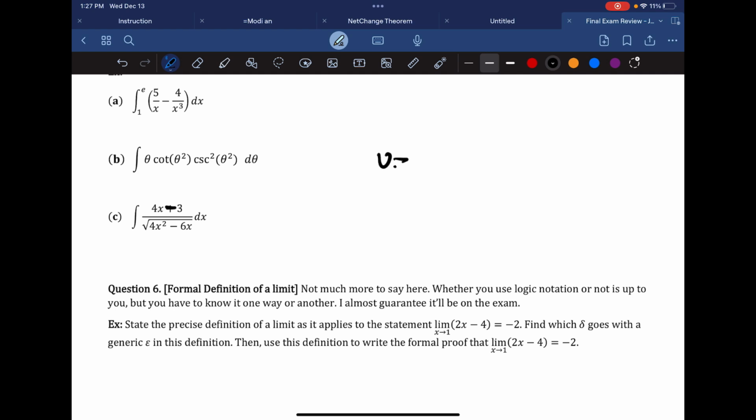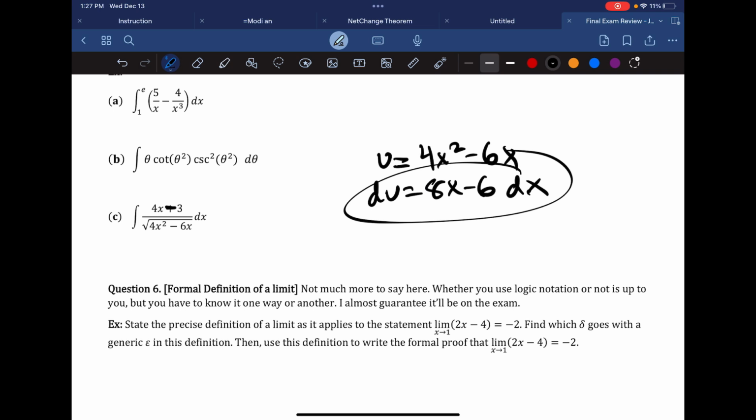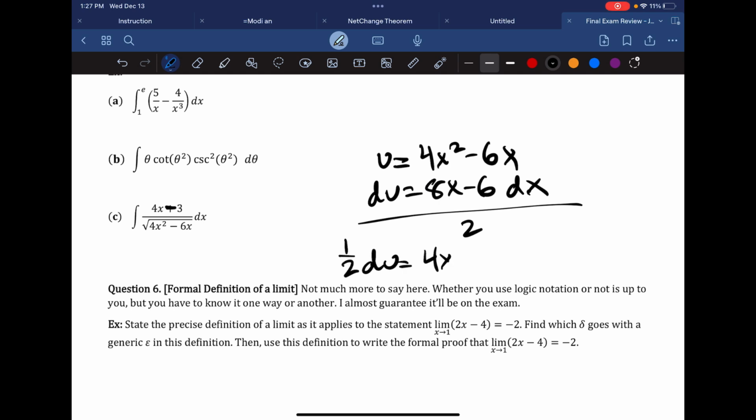So our u is going to be 4x squared minus 6x. The derivative of that is going to be 8x minus 6 dx. Now we have something that kind of looks like what we're looking for, but not quite. So if we divide both sides by 2, we get 1/2 du equals 4x minus 3 dx. So that's something that we actually have in the problem.